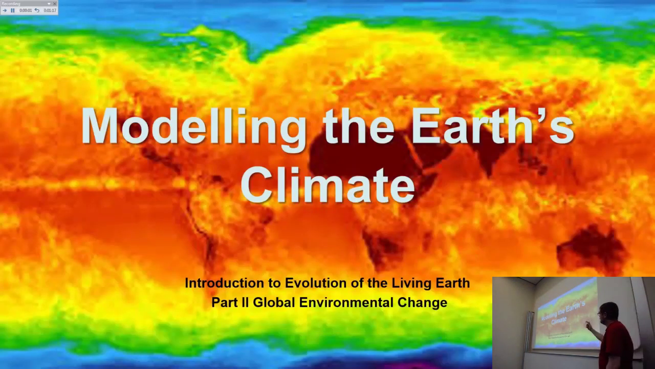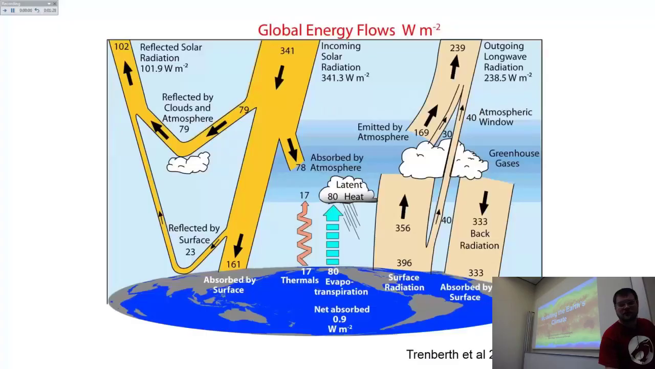So hopefully some of you have seen the overview of modelling the Earth's climate. I'm just going to whiz through this quite quickly. This is the idea that the temperature of the Earth is basically dependent on all of these fluxes up here.